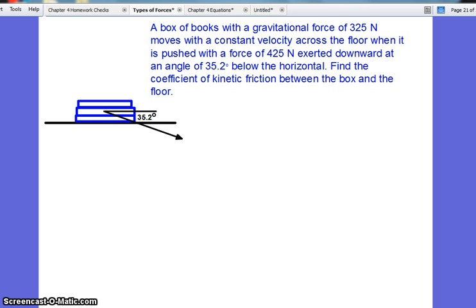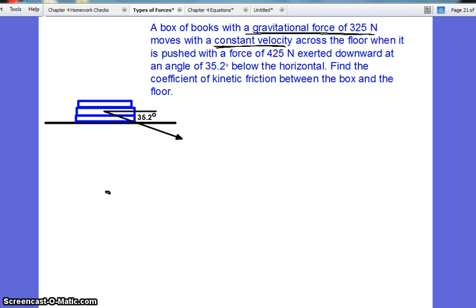So again, we see that it is a constant velocity, so therefore it is an equilibrium problem. In this case, we're given the gravitational force, not the mass, so that makes things a little easier for us. But we notice that we are not just dealing with left, right, up, and down forces. We have an applied force downward at an angle. So in this problem, we're going to look into how to do one of those types of equilibrium problems.